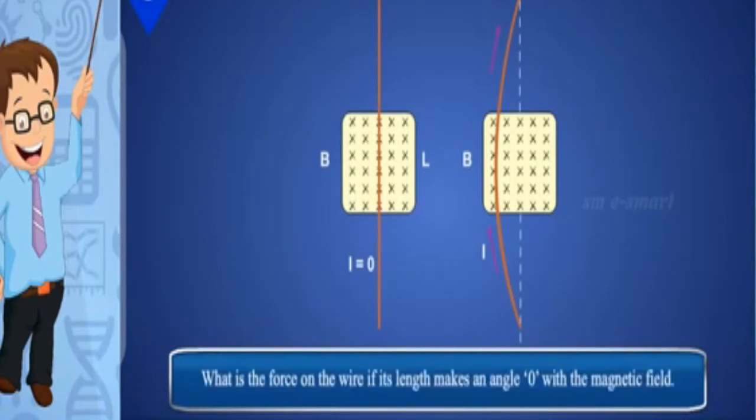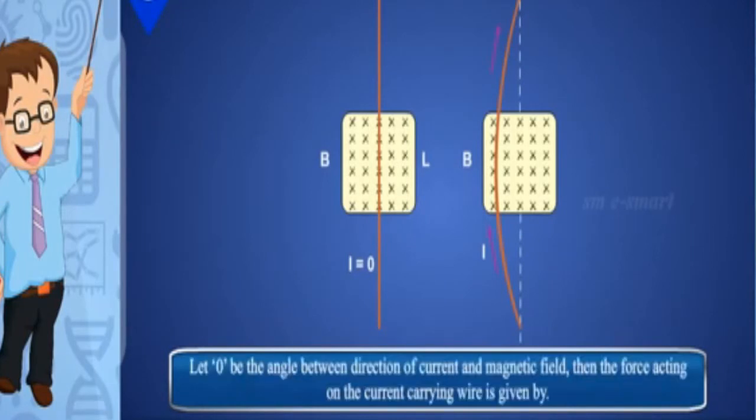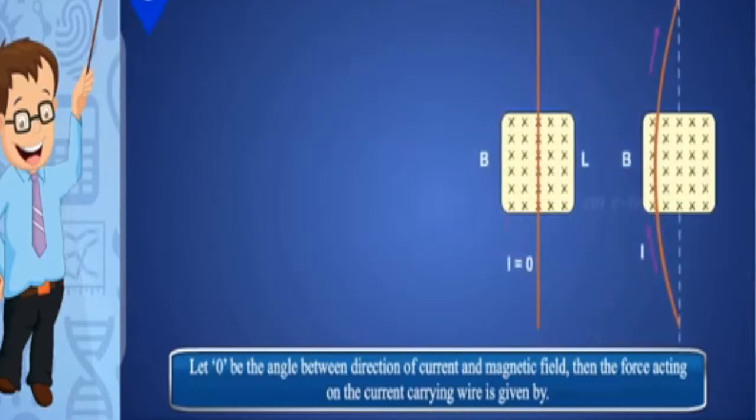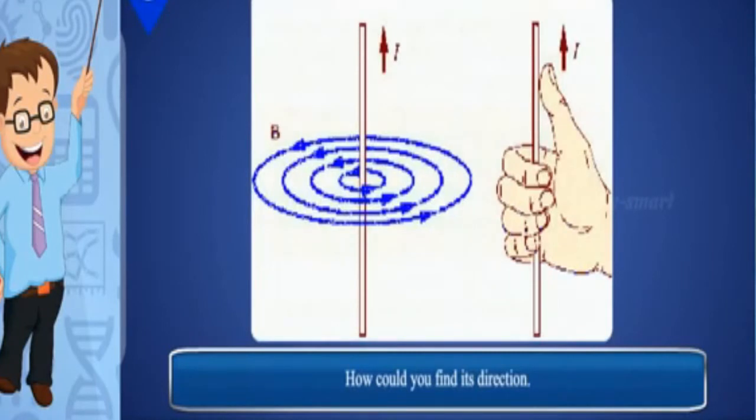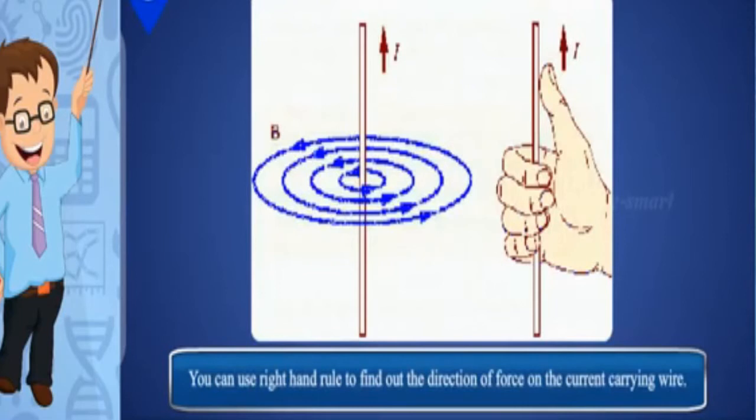What is the force on the wire if its length makes an angle θ with the magnetic field? Let θ be the angle between the direction of current and magnetic field. Then, the force acting on the current carrying wire is given by F equals I, L, B sine θ. That is, at any angle. Let this be equation 5. How could you find its direction? You can use the right-hand rule to find out the direction of force on the current carrying wire.